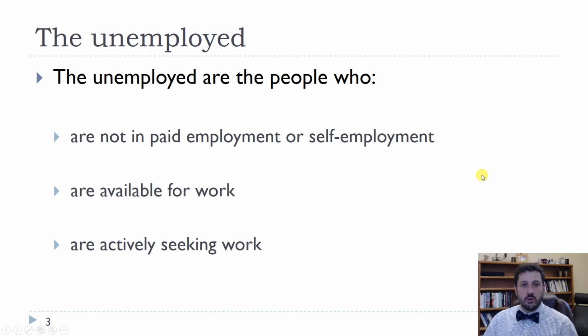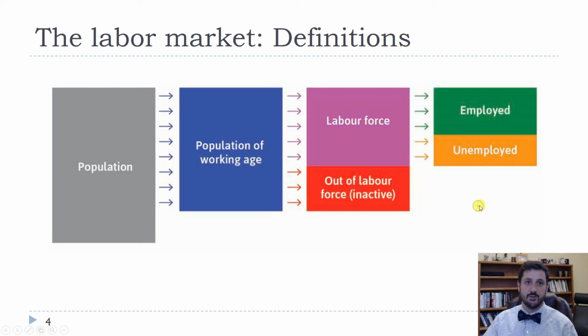So the unemployed, as we said, are people who are not in paid employment or self-employment. They are available for work and they are actively seeking work, right? So these are people who want to be working, are looking for work, but who are not working.